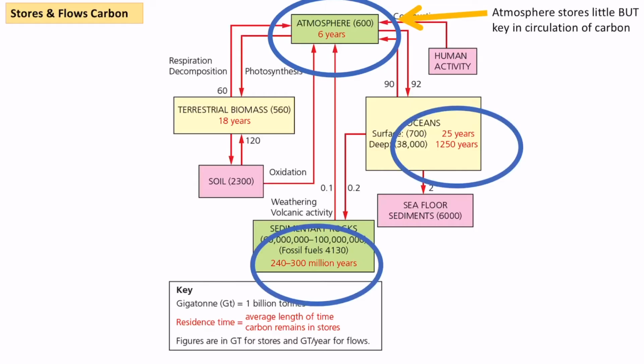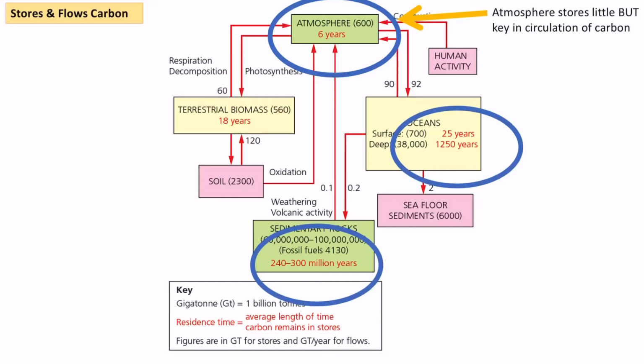We also see the residency time, which is in red, which basically means the amount of time that carbon is stored in that area. It's quite low, so 6 years. That again links back to the idea that it is rapidly going into the atmosphere and then rapidly coming out through a different flow.